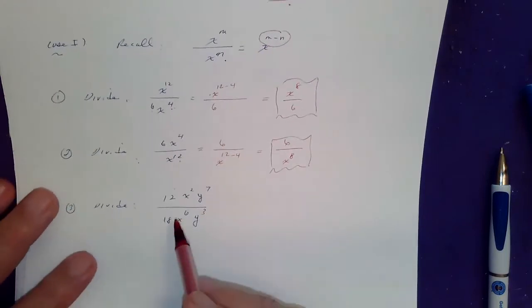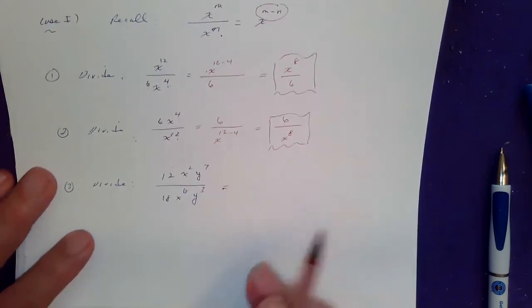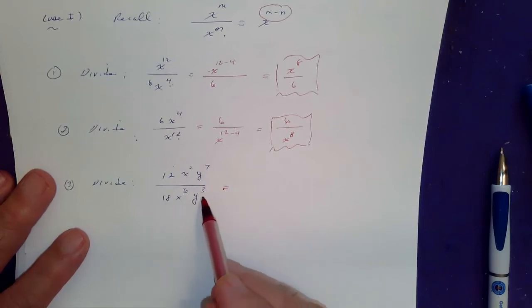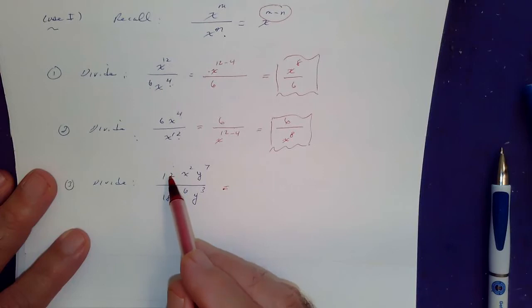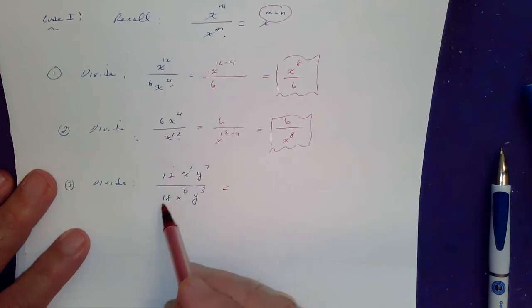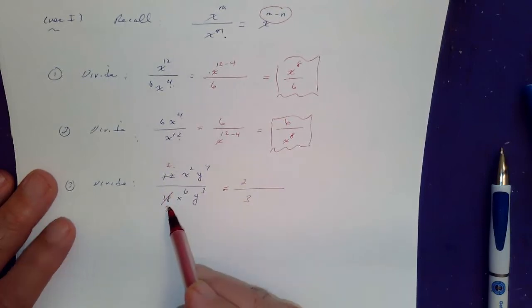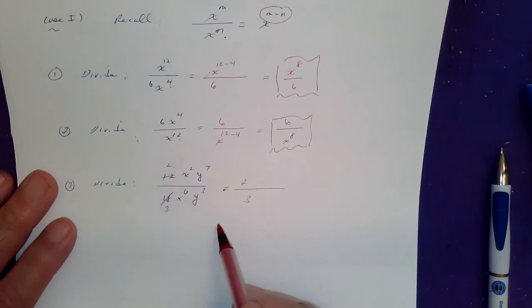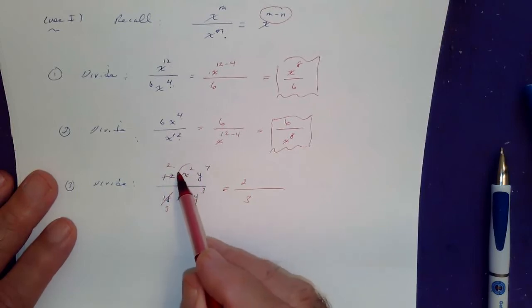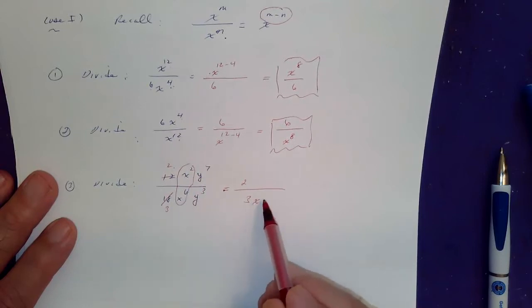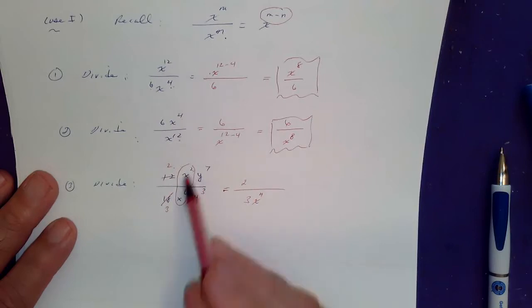So with that in mind, let's do this. 12x squared y to the 7 divided by 18x to the 6 y cubed. 18 doesn't go into 12, but you can reduce it by 6. So that would be 2/3. 6 goes into 18 3 times, 6 goes into 12 twice. When it comes to x's, which one has a higher power? The one at the bottom. So that will be x to the power of 4, 6 minus 2.